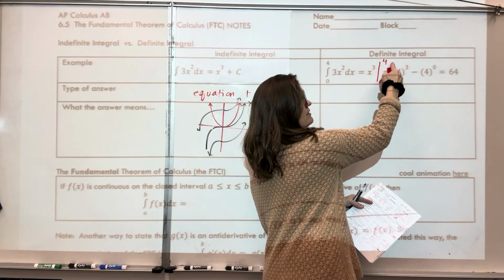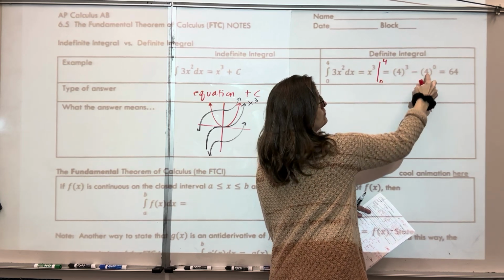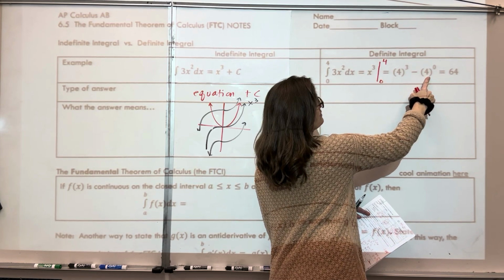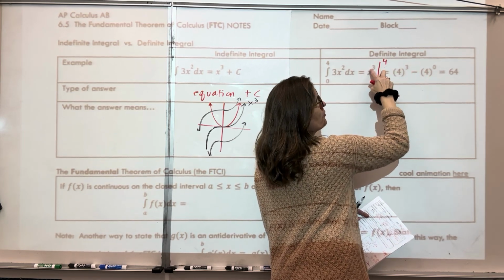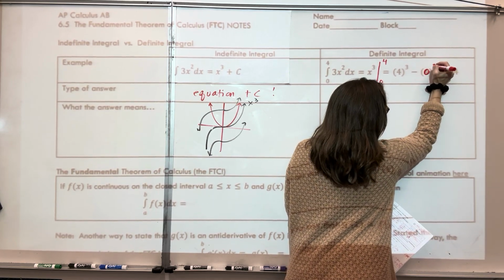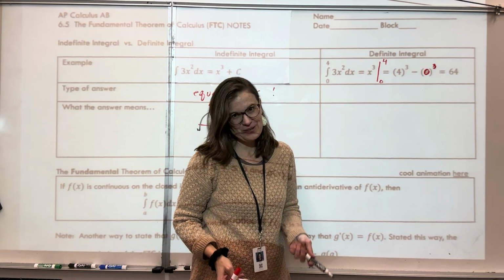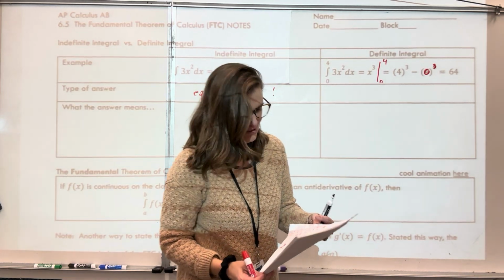And then notice you plug in the top number, so 4 cubed, minus plugging in the bottom number. Oh no, I typed that in wrong. So 4 cubed minus, this should be 0 to the third. Oops, so 0 to the third. So that would just be 4 cubed, 64. Okay. Oops, didn't notice that.